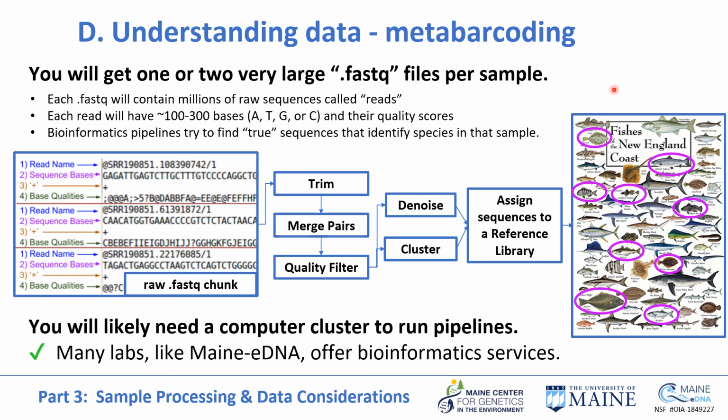Just so you know, you're likely going to need a computer cluster to run these pipelines, just because it's so much data, your normal personal computer might not be able to do it. Usually if you have a handful of FASTQ files, you can do it on your computer, but any more than that, you're probably going to want to run it on a supercomputer. And luckily, many labs, like the Maine eDNA Core, but also others, offer bioinformatics services that you can use.